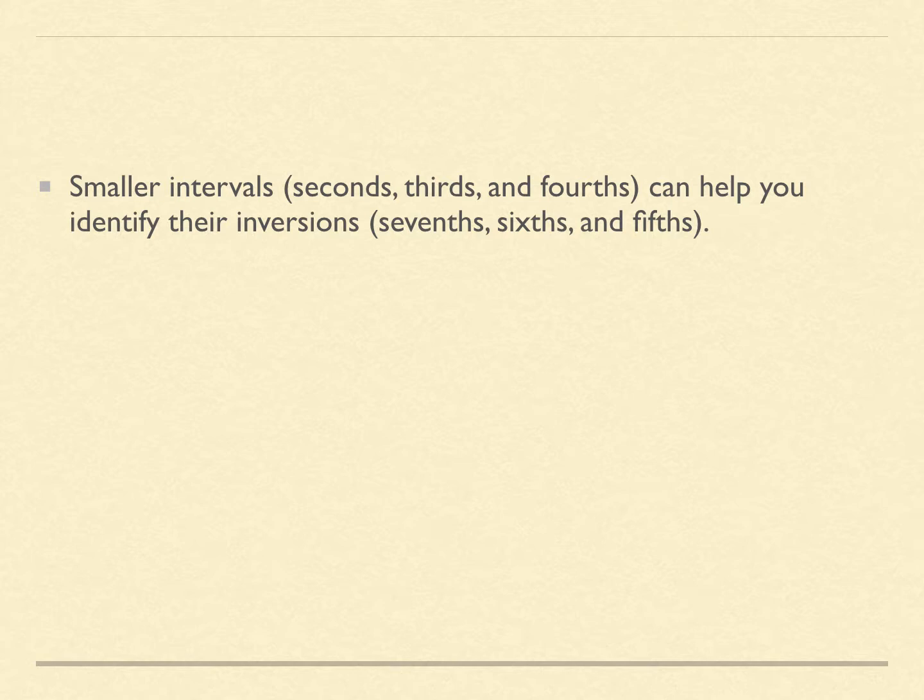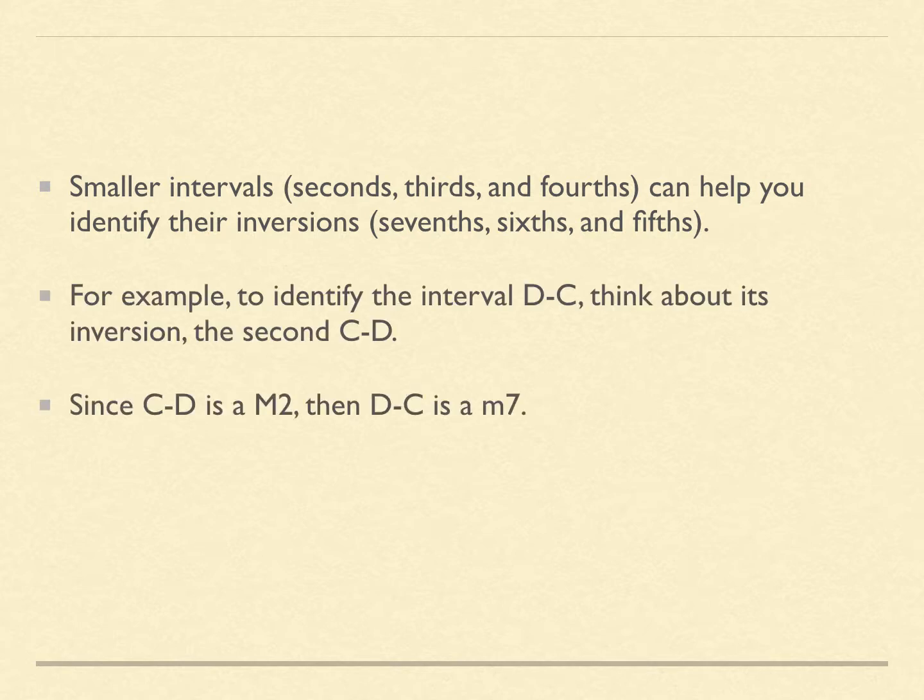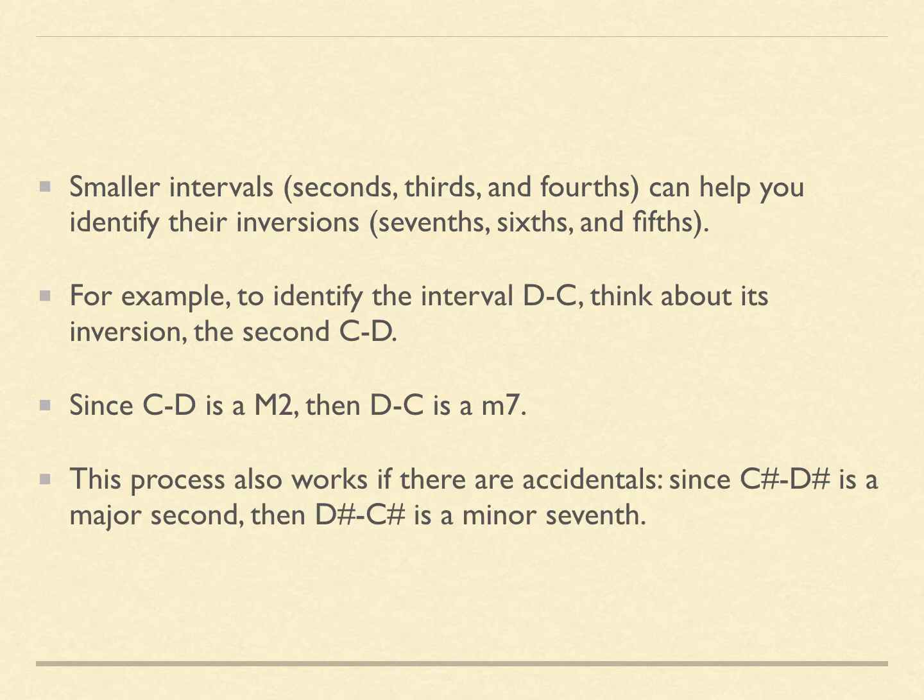When you have a big interval to look at and you need to analyze it quickly, it can be helpful to just break it down into its inversionally related smaller self, seconds and sevenths, that sort of thing. If you have D going up to C and that visually just isn't really clicking for you, try it the other way around. C to D is a major second. Therefore, D up to C must be opposite quality and add up to 9. So 2 and 7, so it's a seventh, and it's a minor seventh.